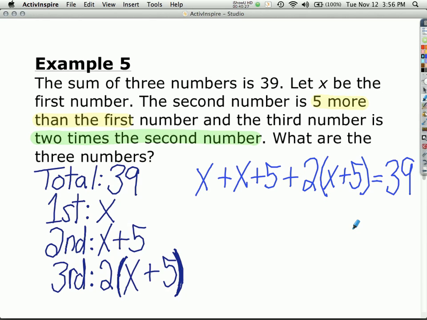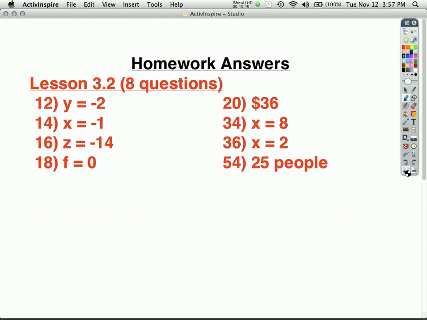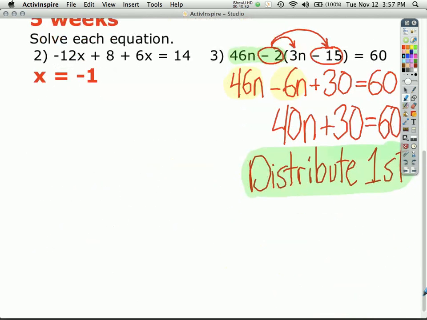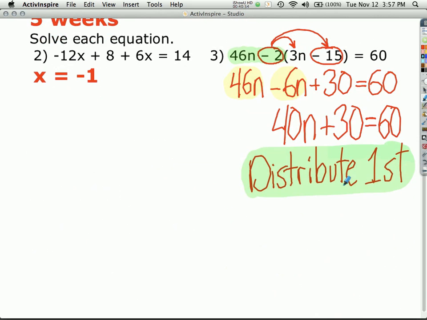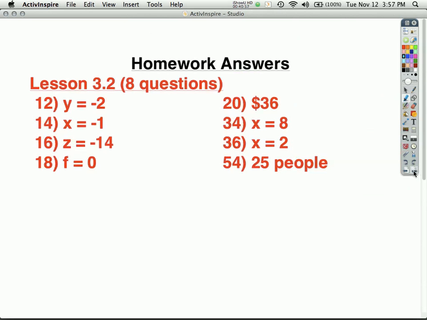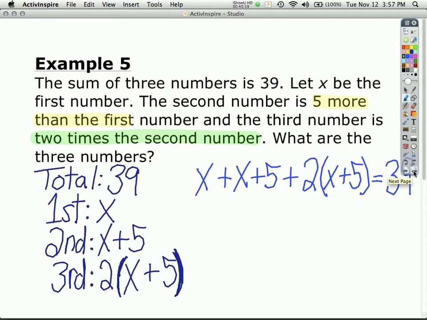And when do we do that? Should we do it at the end? Should we do it at the beginning? Should we do it in the middle? The end? Wait. No. The beginning. What do you think, Amani? You do it first. How do you know that? Distribute first. So that's new for us, but we have to do this first.